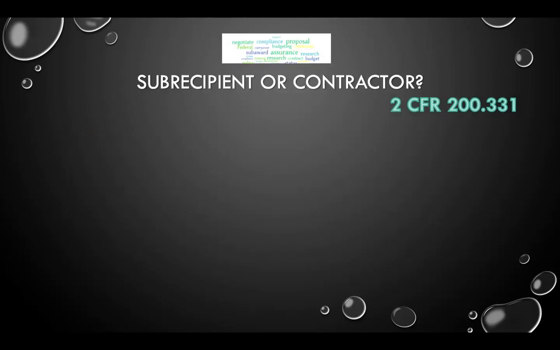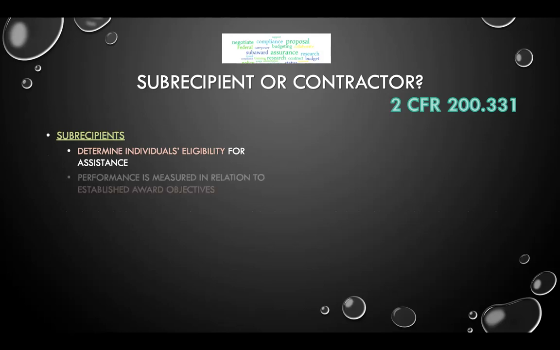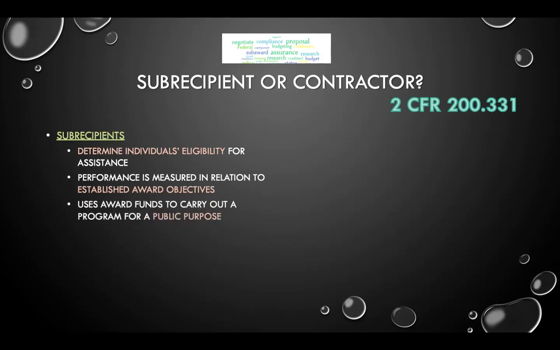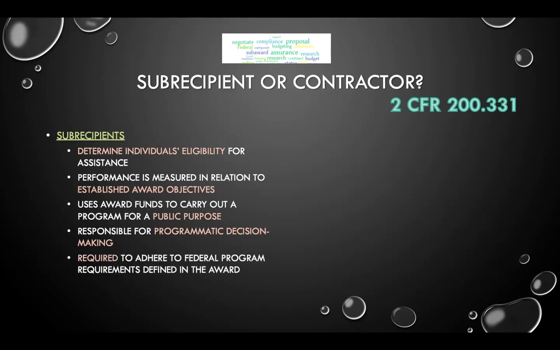Now, sometimes it's difficult, and often the question comes up, is this firm going to be a subrecipient or should we consider them a contractor? 2 CFR 200.331 helps with the distinction. Subrecipients determine the individual's eligibility for assistance, or they may help with that. The performance is measured in relation to established award objectives. The use of award funds is to carry out a program for a public purpose, and the subrecipient is responsible for programmatic decision-making, in addition to being required to adhere to federal program requirements defined in the award.